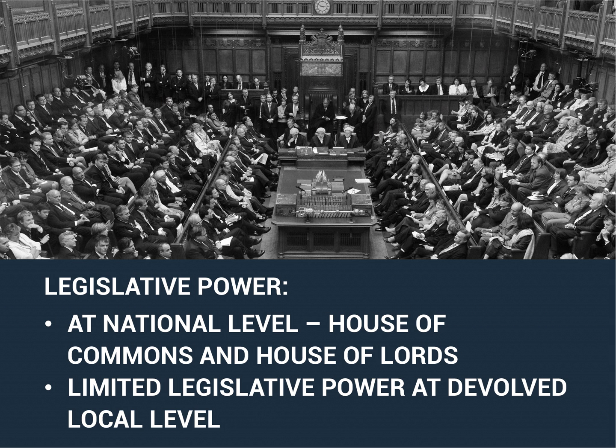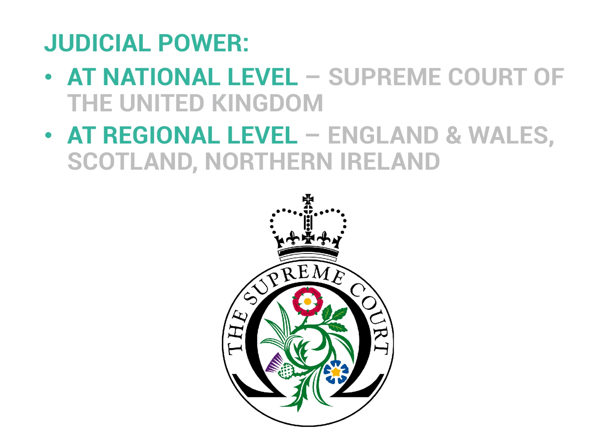Legislative power is vested nationally in two chambers, the House of Commons and the House of Lords, and regionally in the Scottish Parliament and the Welsh and Northern Ireland assemblies. Finally, judicial power is also expressed both nationally and regionally. At national level, there is the Supreme Court of the United Kingdom, and the courts at regional level are found in three separate jurisdictions: 1, England and Wales, 2, Scotland, and 3, Northern Ireland.